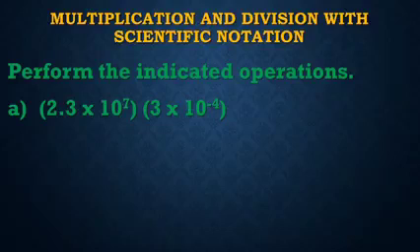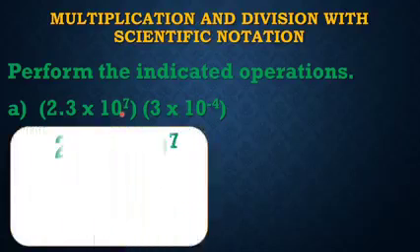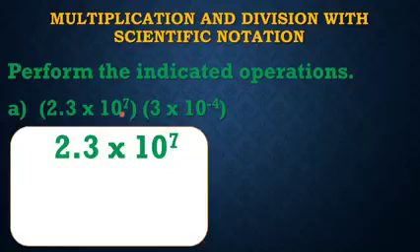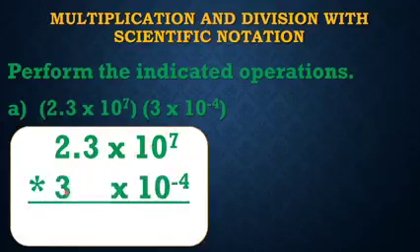Okay, letter A, 2.3 times 10 raised to 7 times 3 times 10 raised to negative 4. Remember that the rule when multiplying scientific notation is that we need to multiply the two mantissas and copy the same base, but you need to add the exponent of that base. So copy first, 2.3 times 10 raised to 7 times 3 times 10 raised to negative 4. Again, the rule is we need to multiply the two mantissas.